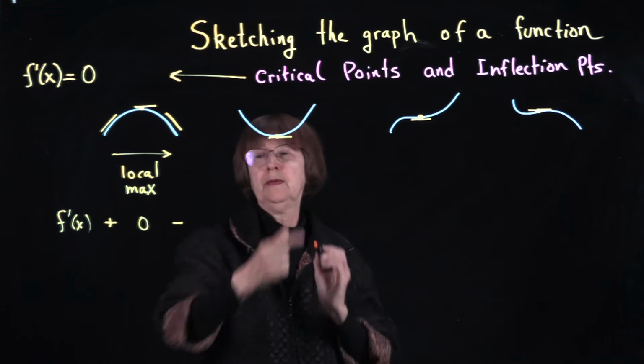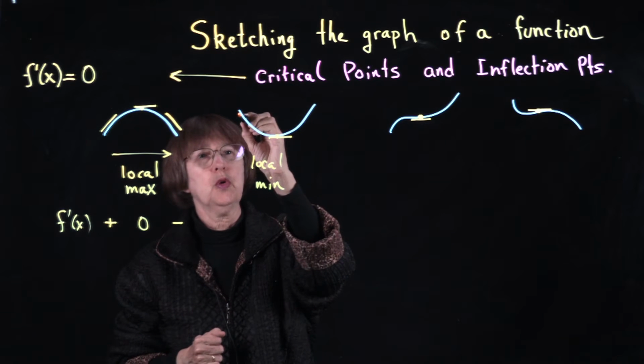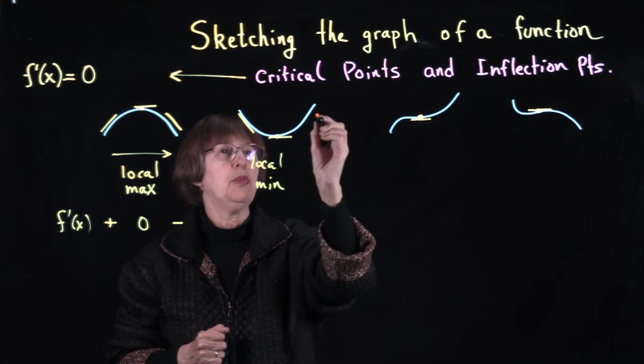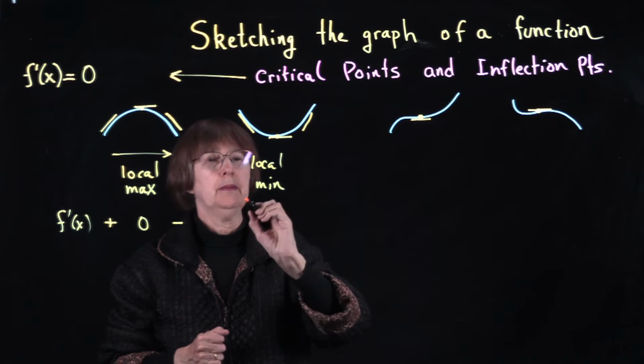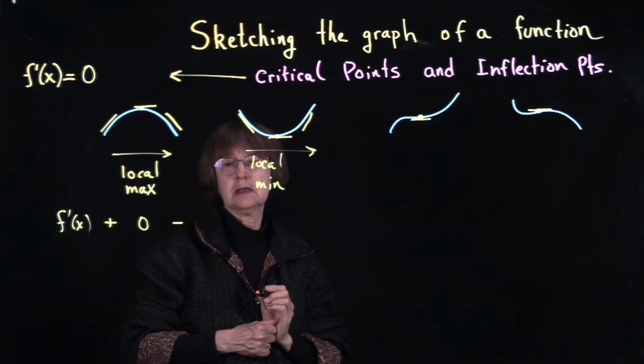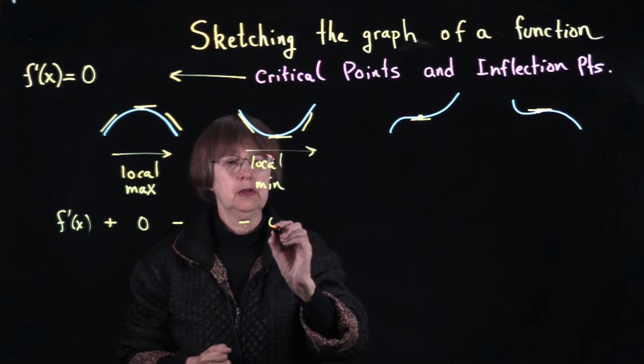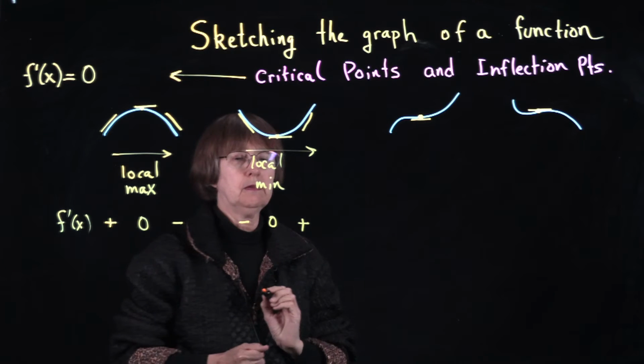On the other hand, if we're close to a local minimum, then first we're going downhill, we get to the bottom of the hill, and then we emerge back up again as we move along the positive x-axis. So the sequence of signs here are negative, 0, and positive.